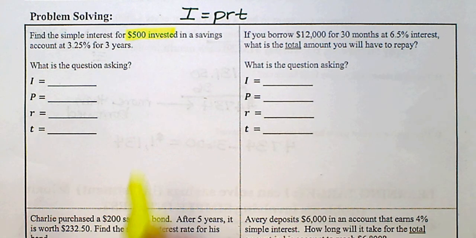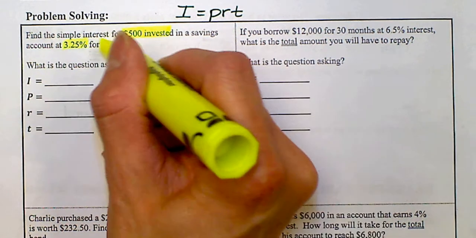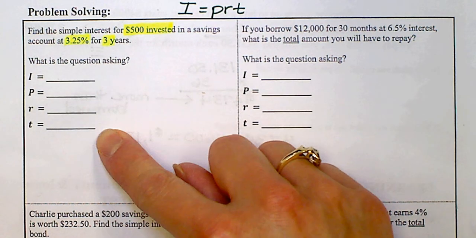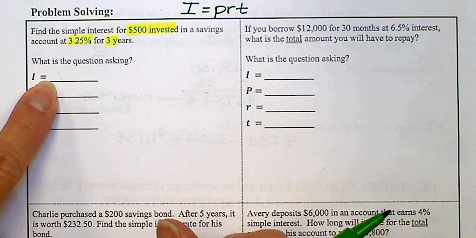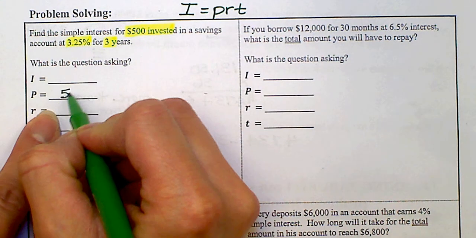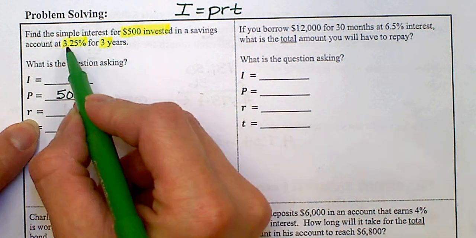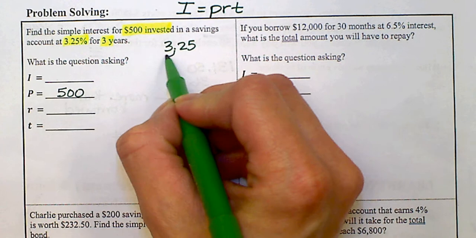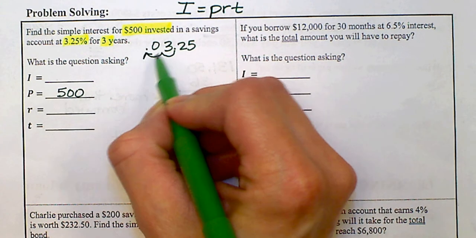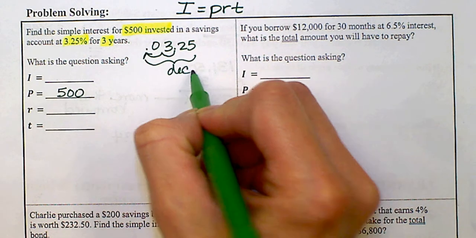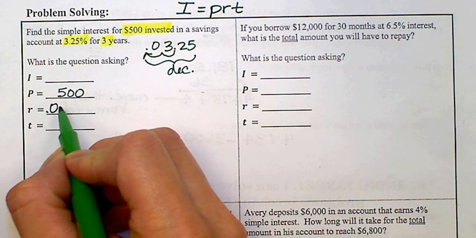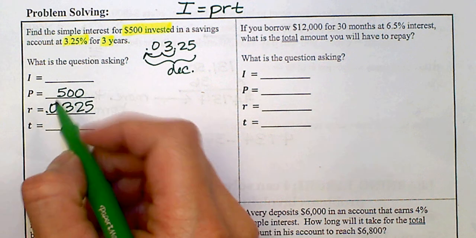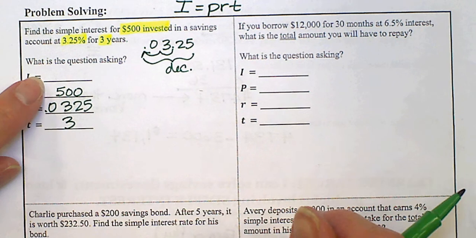In a savings account at 3.25% for 3 years. So notice I've highlighted 3 things, but we have 4 things here. So this is the one we're looking for. The 500 is going to be your principal. The rate, now keep in mind, 3.25% as a decimal, we need to move it back 2 spots. We need to use this as a decimal. So 0.0325, and T is time, so 3 years. So notice this is the only one we don't have.